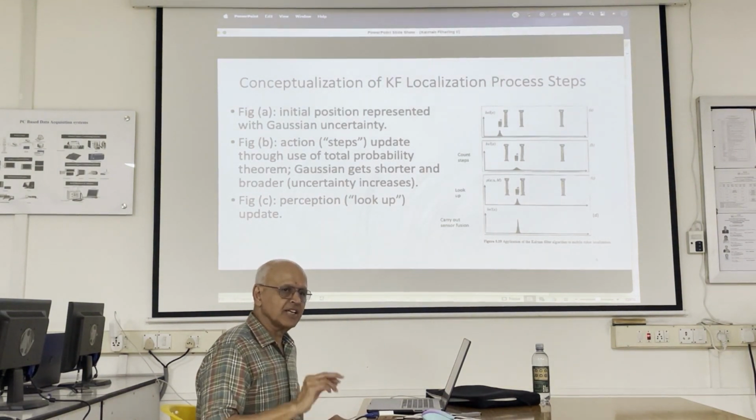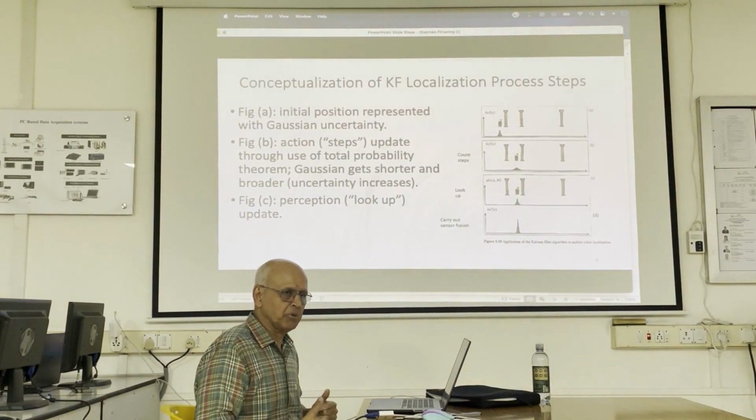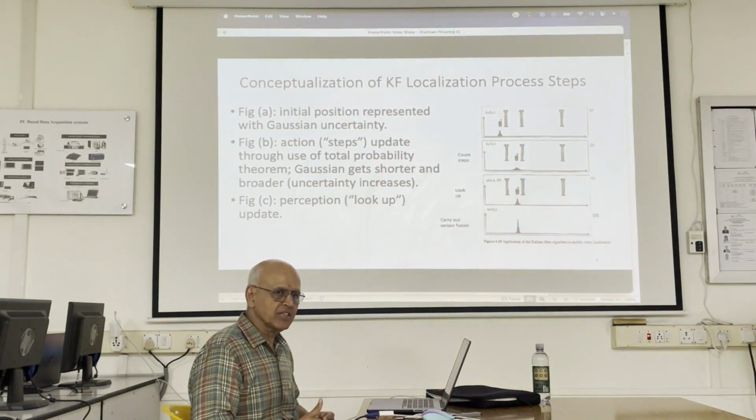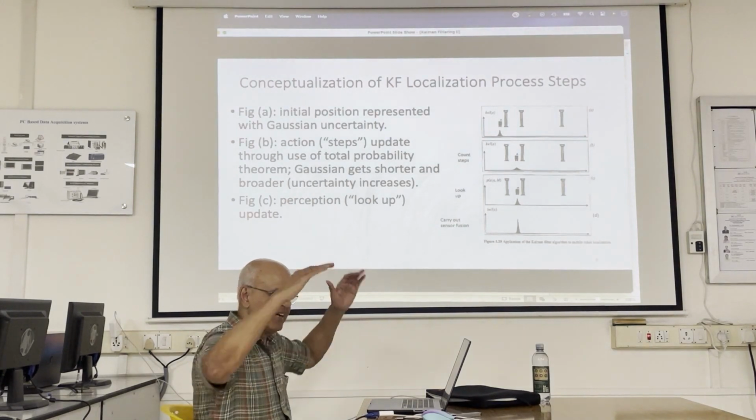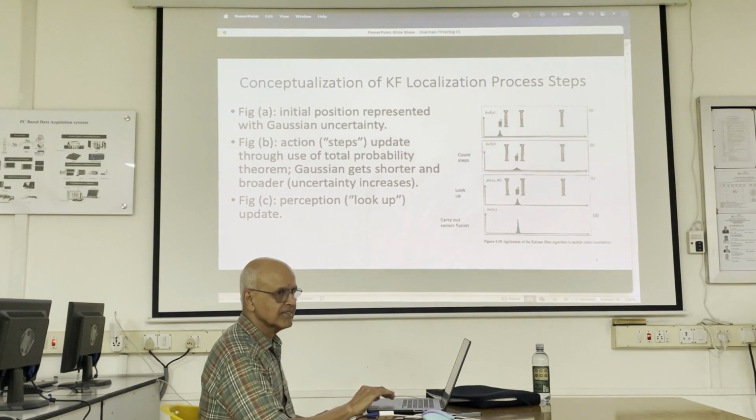So that essentially is saying that if I count steps, I'm becoming less certain about the position. And what is a less certain Gaussian? It is a wider and shorter Gaussian. So that's conceptually shown by a shorter and wider Gaussian.